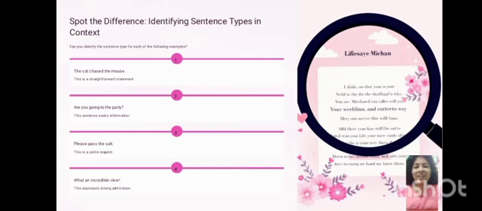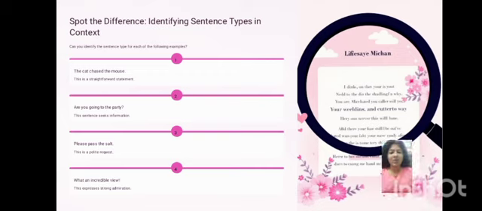The first sentence is: The cat chases the mouse. The answer is that it's a declarative sentence. Are you going to the party? It comes under interrogative sentence because it ends with a question mark. Please pass the salt. It's an imperative sentence as it's a request. What an incredible view! It's an exclamatory sentence because the sentence ends with an exclamation mark.